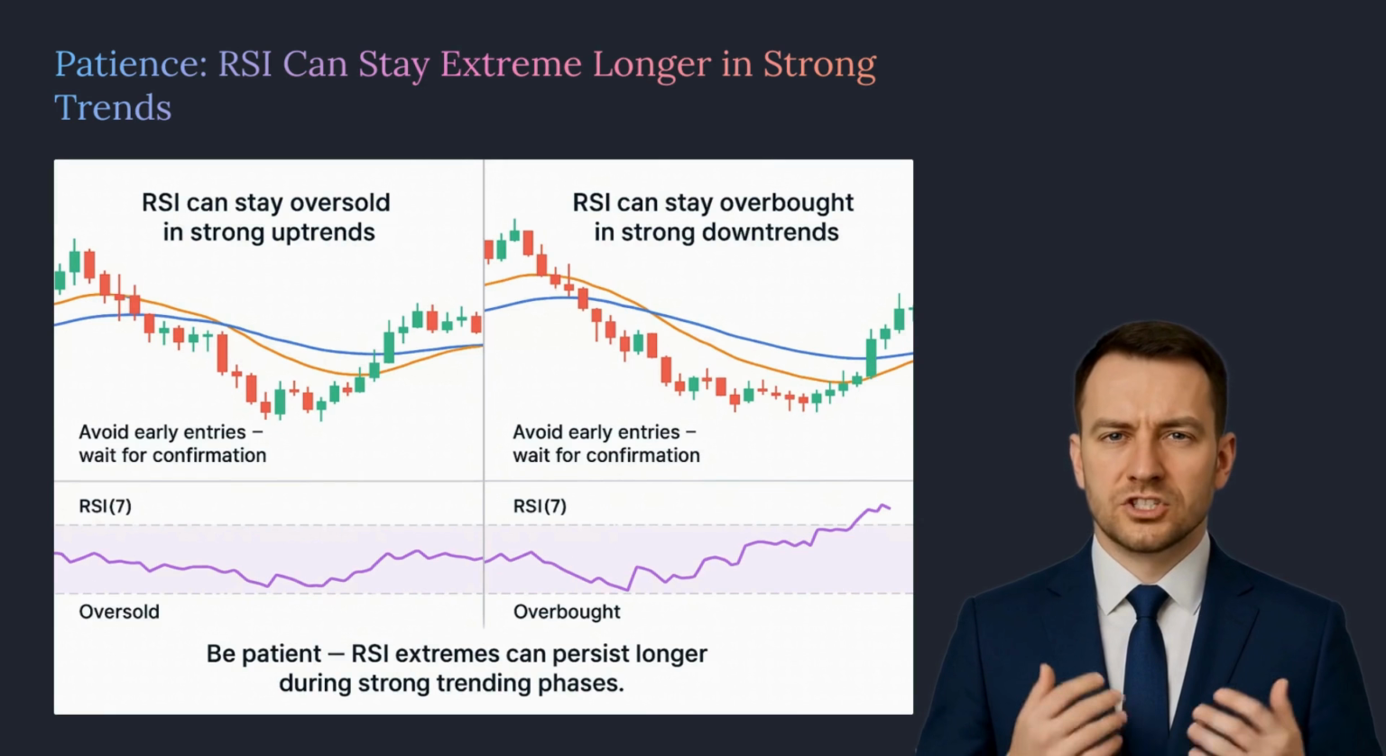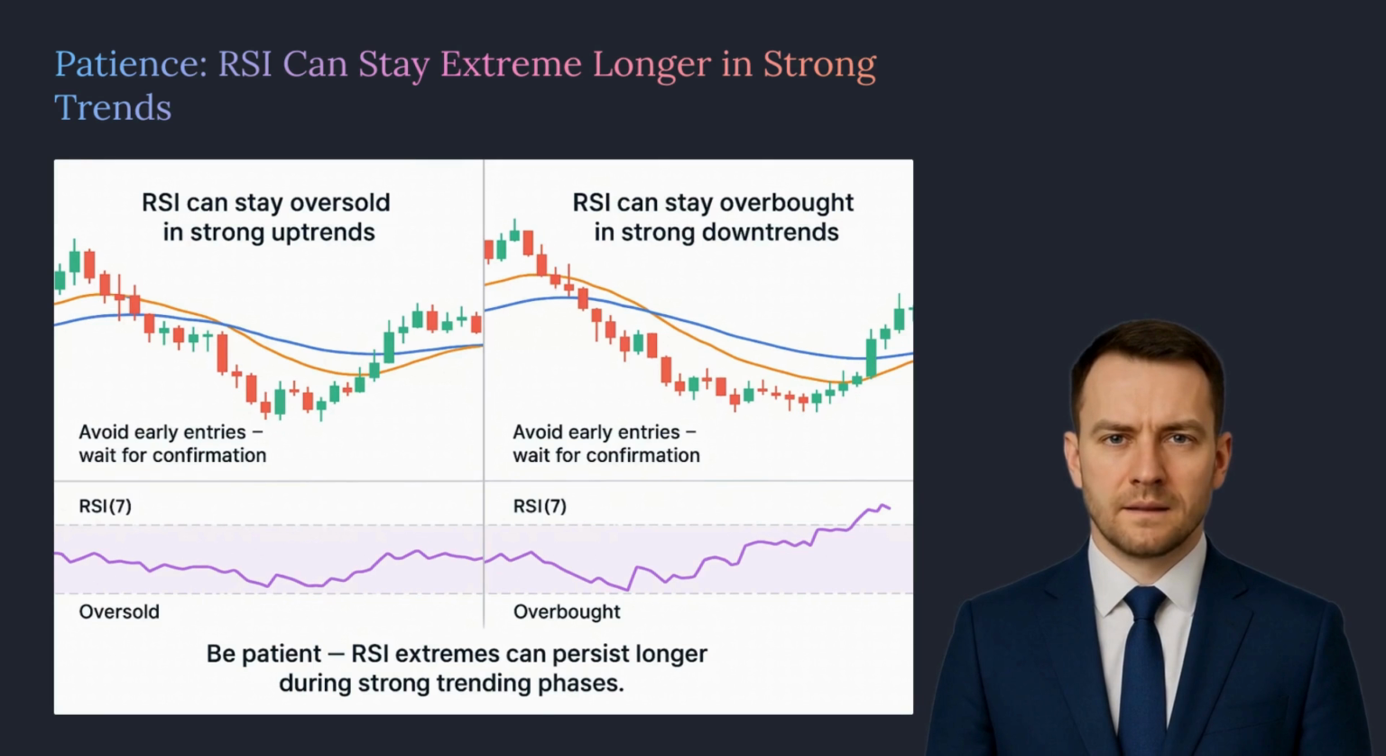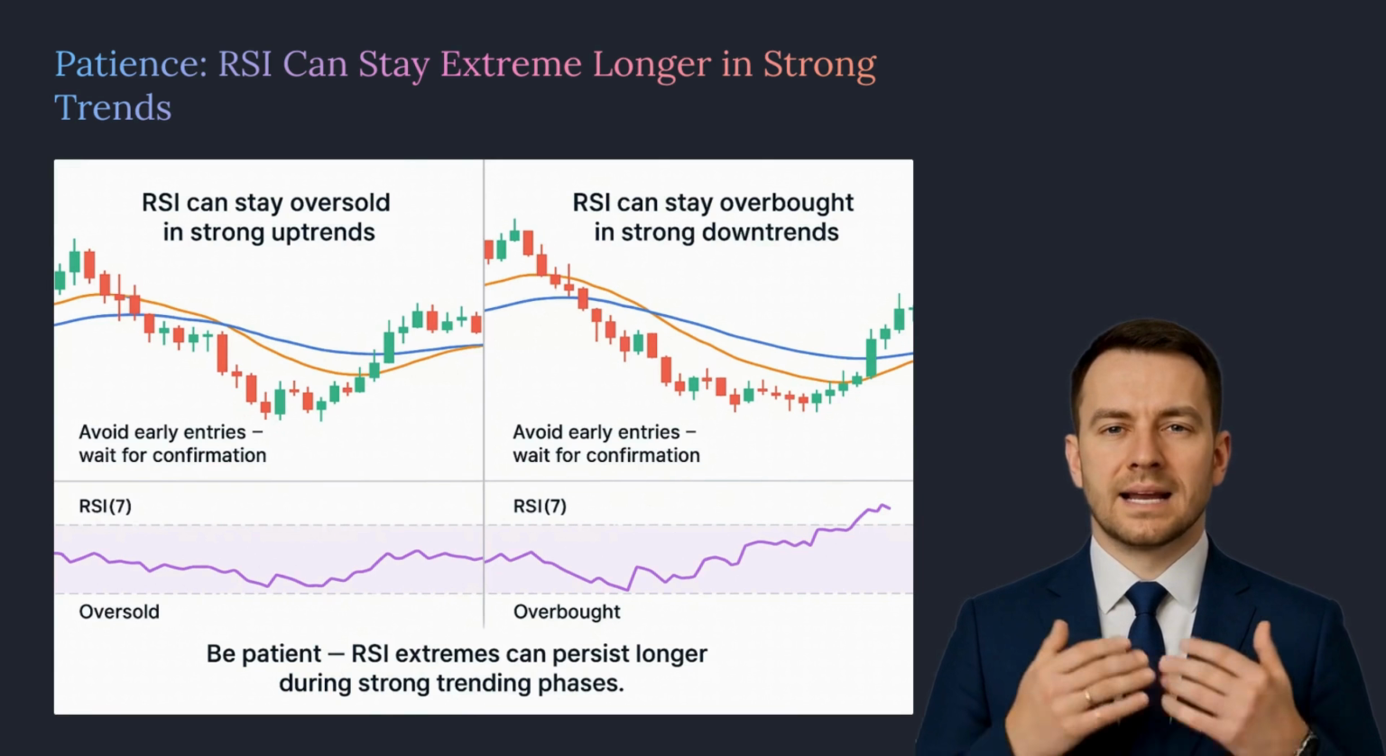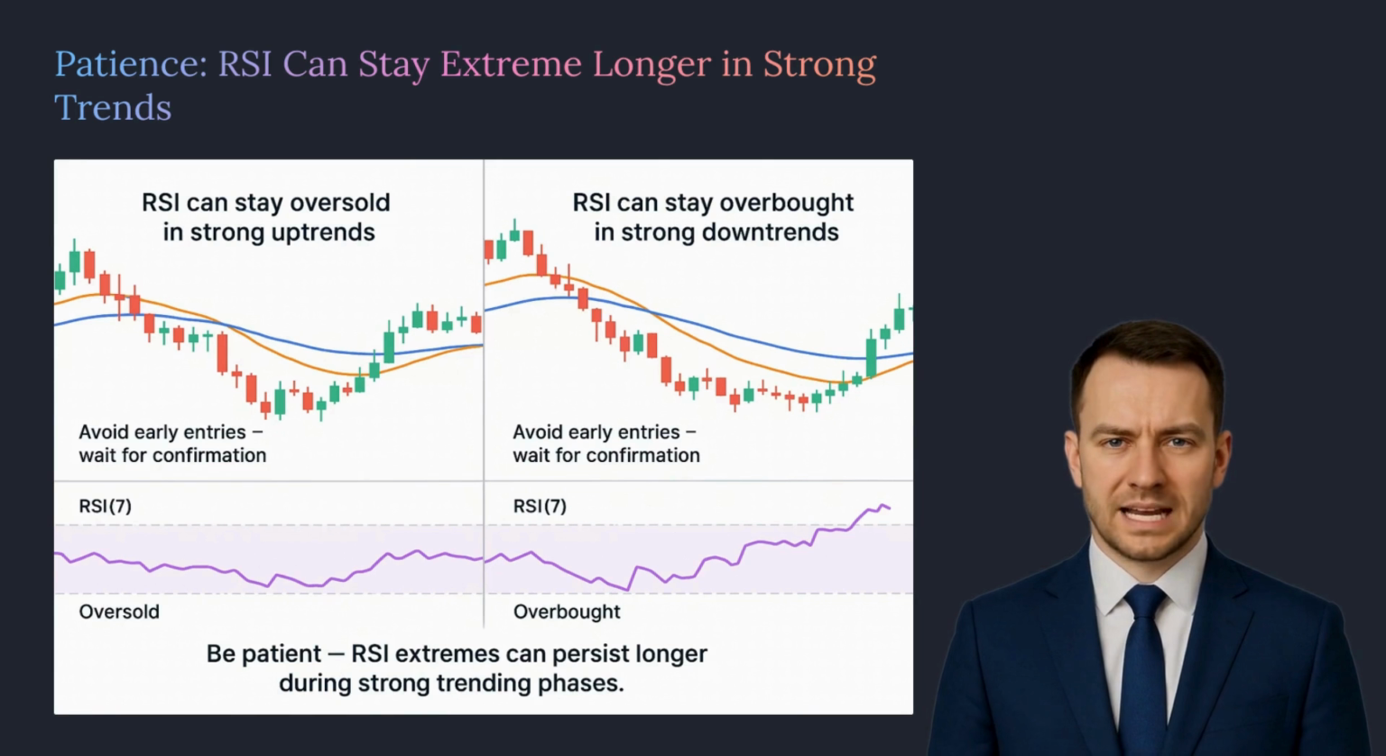It's important to be patient here. In a strong trend, RSI can remain extreme for a bit longer than you expect. For example, in a fast uptrend, RSI might bounce around 25 to 35 for a few candles, while price is still bottoming out. Do not rush to enter solely because RSI hit less than 30 or more than 70. Instead, proceed to the next step for the entry trigger.